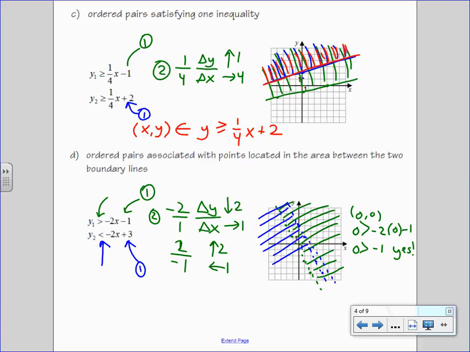So where is it that they're both working? What's the region that's including both? It's between this and this. And it's all in the middle here. So that would be my solution set. This one is really hard to write in Word, so we really have to look at the picture.